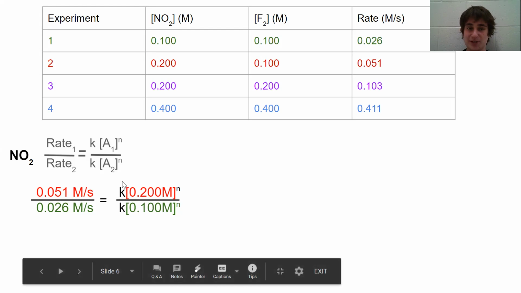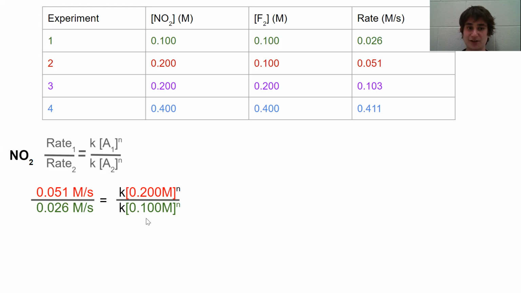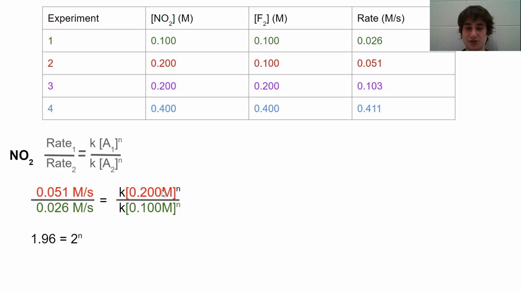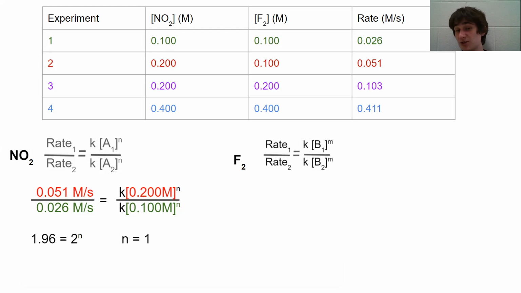And so when we do this, we can cancel K, and then we can find a value that is equal to this and our value that's equal to this. And we're going to end up with 1.96 equals 2 to the N. And we're just going to solve for N, so N equals 1. And we're going to do the same thing with fluorine gas. We're going to substitute in B's in this case because this is our second reactant. So we have B to the M instead of A to the N, but it's the same process.